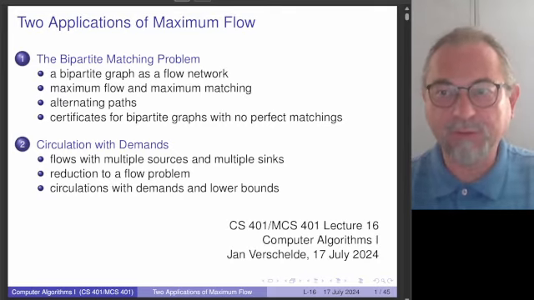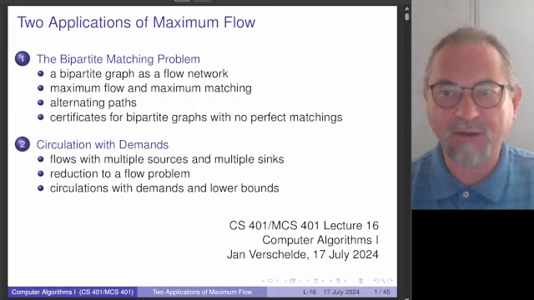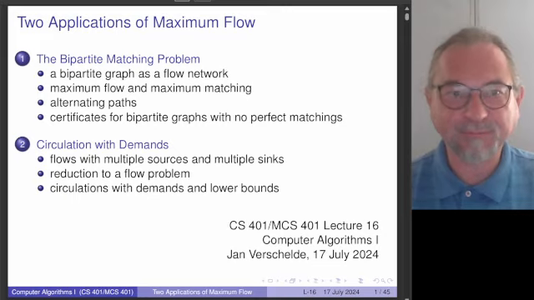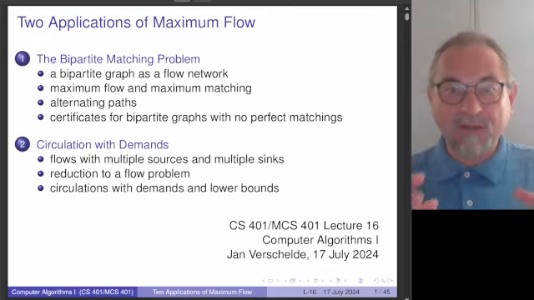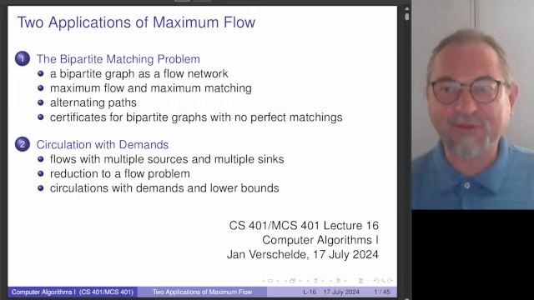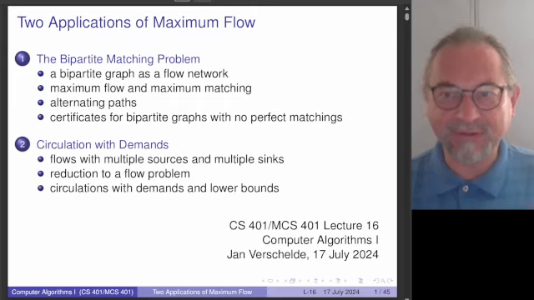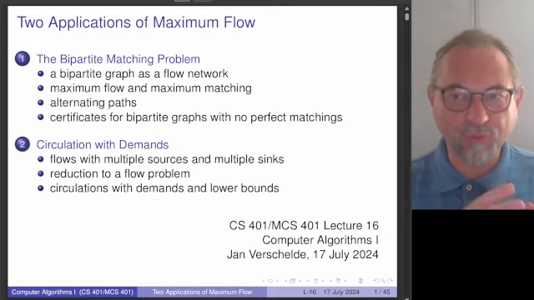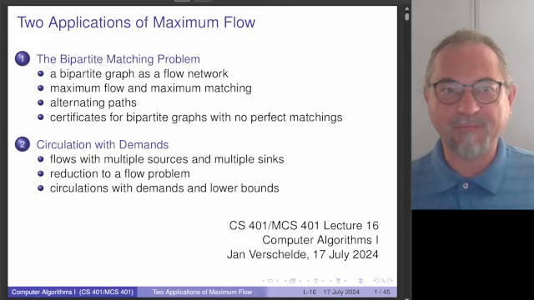Welcome to the pre-recording of the first half of lecture 16 of our 8-week summer course, scheduled for the middle of week 6. So we are in the middle of our discussion on an iterative algorithm to compute maximum flow. And what we are doing in this lecture is we are going to reduce two problems to maximum flow.